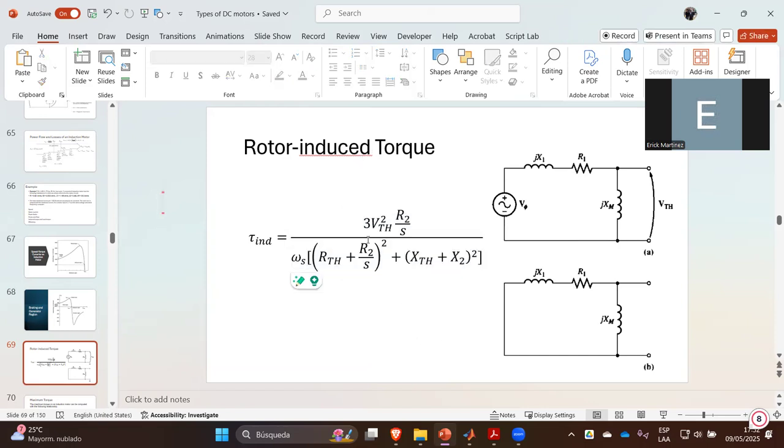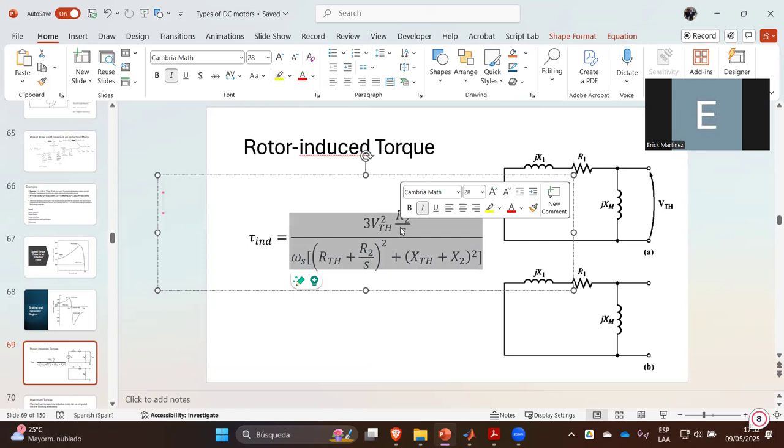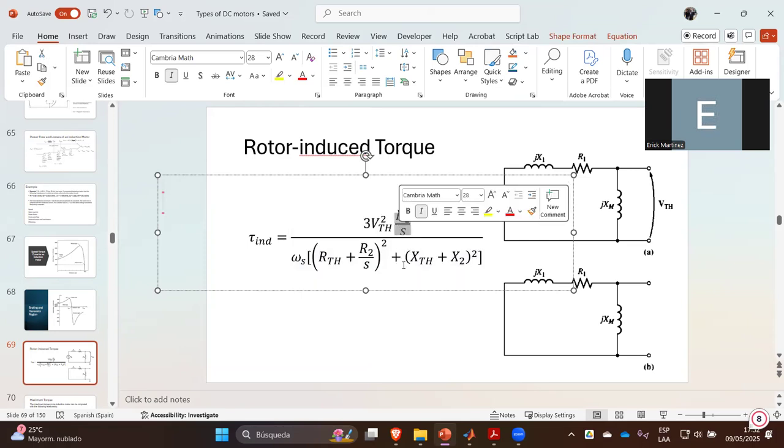Also notice that this equation relates not only the electrical parameters with the induced torque, but also we can relate indirectly the speed or the mechanical speed of the motor, because the induced torque also depends on the slip of the motor by this value. So we can use this expression to relate the slip, and that indirectly considers the mechanical or rotary speed of the motor, with the induced torque.